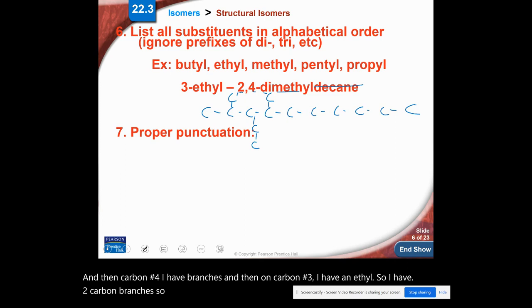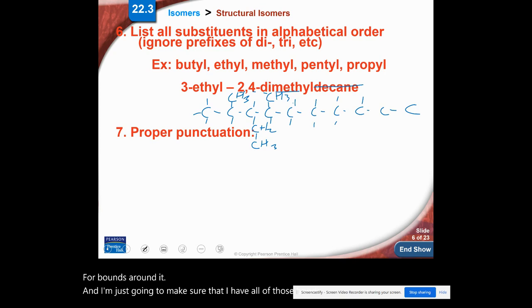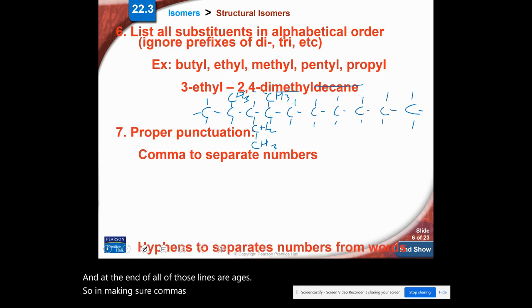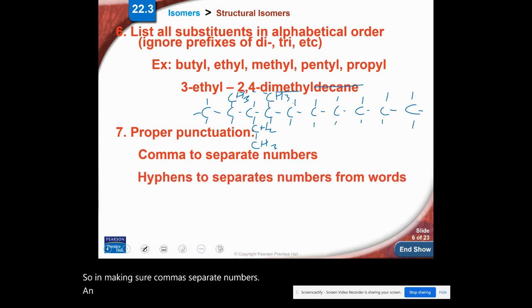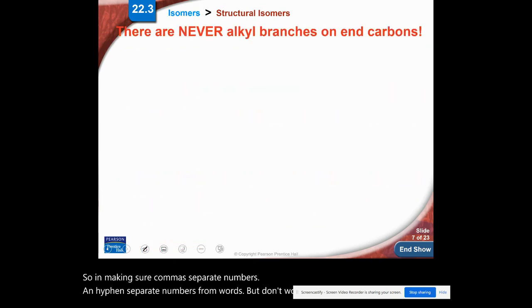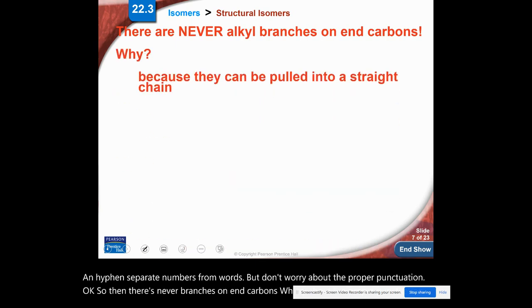Then every carbon gets 4 bonds around it, and I'm just going to make sure that I have all of those bonds, and at the end of all of those lines are H's. Make sure commas separate numbers and hyphens separate numbers from words, but don't worry about the proper punctuation. There are never branches on end carbons. Why? Because I'm just going to make a longer chain.